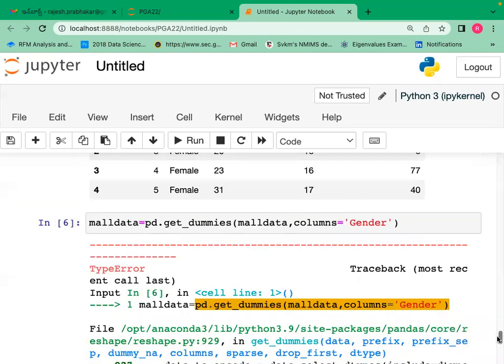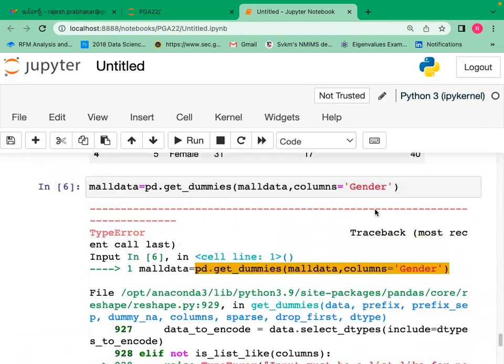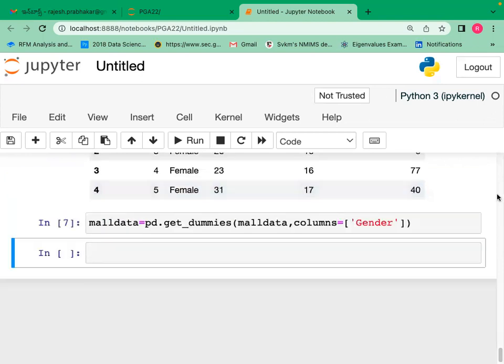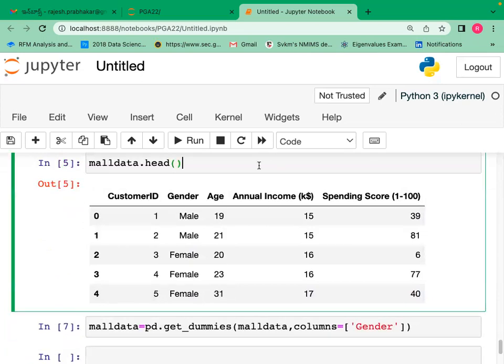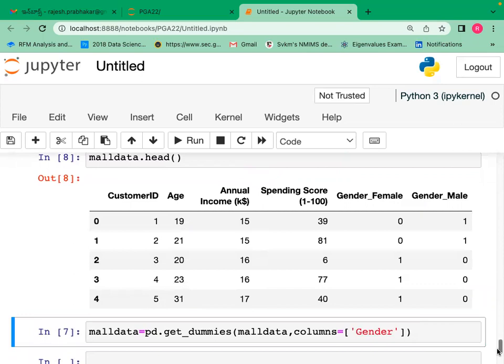Oh, what happened? Square brackets. So mall data dot head. So it has created, see, gender underscore female, gender underscore male. It removed the gender column and created two columns, gender underscore female and male, binary encoding.